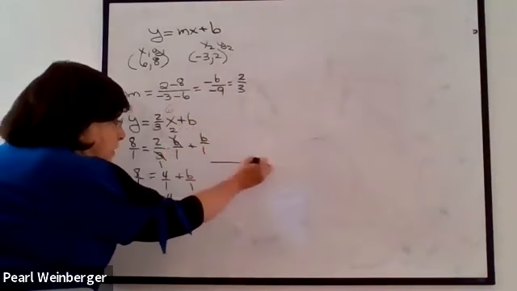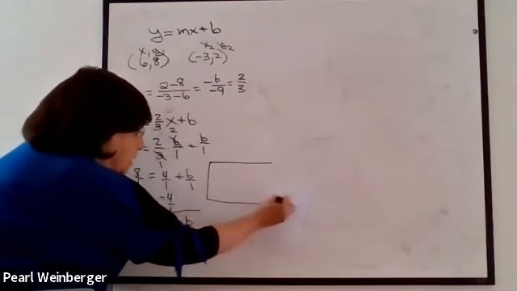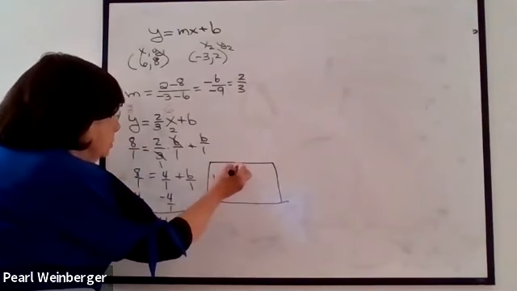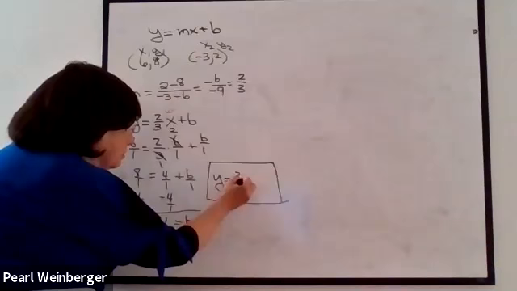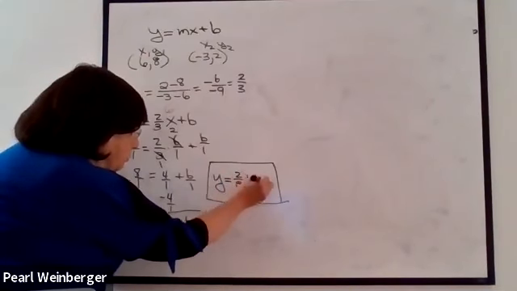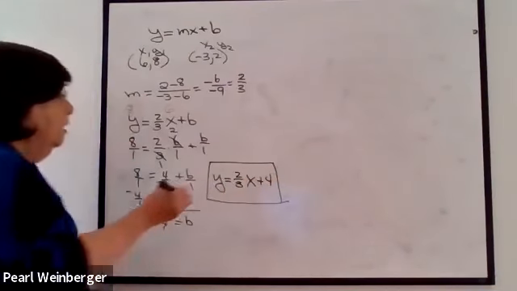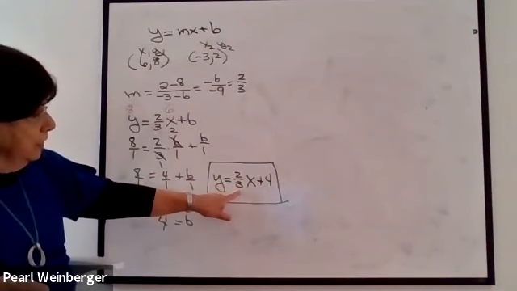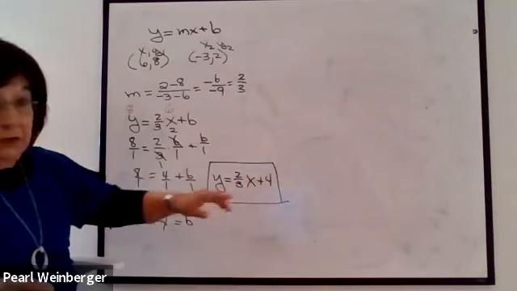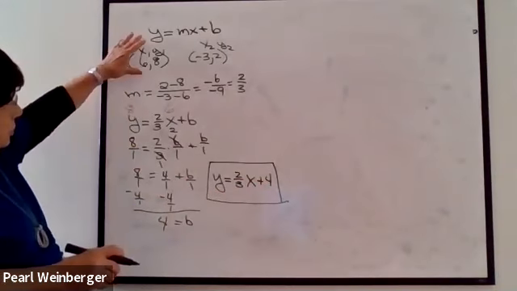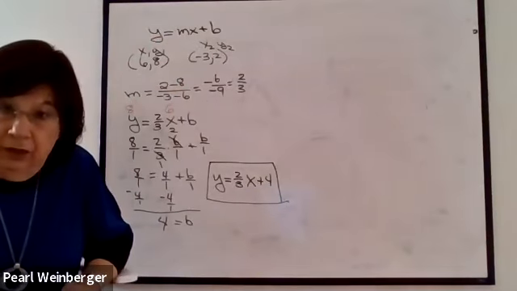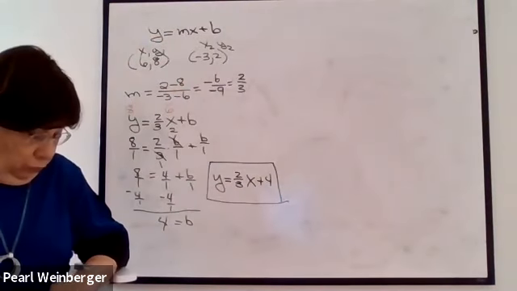that my final answer comes out to be y equals 2/3 x plus 4. And what it means is that this is a line whose slope is 2 over 3 and whose y-intercept is 4. Again, I just had the 2 points, but I was able to write the equation of the line once I had the 2 points.